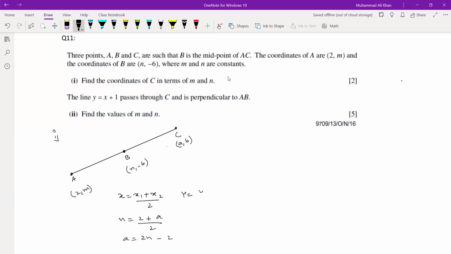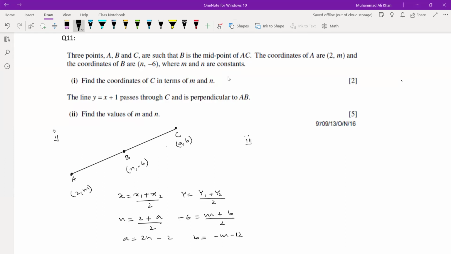y equals y1 plus y2 by 2. What is y? What is y1? What is y2? Divided by 2. The value of b is minus 12 minus m. This is the value of b, again in terms of m or n, the coordinates of C. Any confusion? No. After that, the second part.